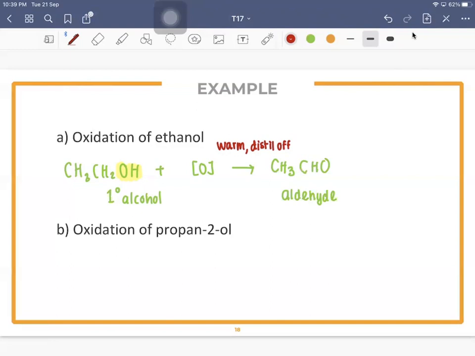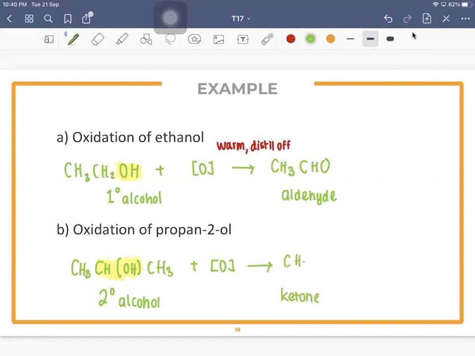Okay, next example is oxidation of propan-2-ol. Propan-2-ol is CH3CHOHCH3. So you have to be able to identify this alcohol to be a secondary alcohol. You react it with an oxidizing agent. It doesn't matter which oxidizing agent you use. Since it is a secondary alcohol, you are expecting a ketone.